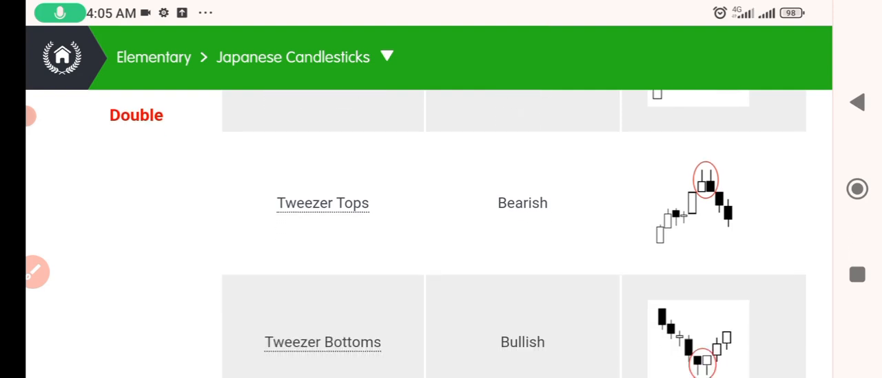Then afterward, we have the tweezer top. Tweezer tops are two candles with double wick. Okay, just as you are seeing it, these are two candles with equal body and equal wick. This is a textbook example. Most of the time you will not get the wicks to be exactly equal, but they are still tweezer tops. Why? Because they will both have rejection from the level of resistance or a bearish order block.